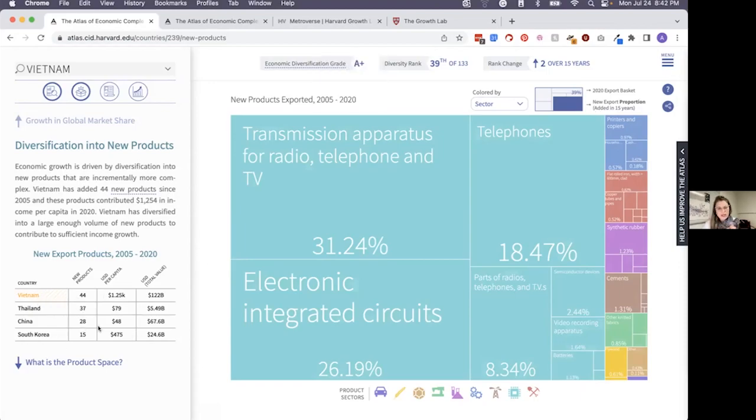Over here, you'll always see a little comparison table that we provide for countries with 4 regional peers. And you can see, benchmarked against some of its peers, Thailand, China, South Korea, 44 new products in the last 15 years is a massive proportion. Okay.